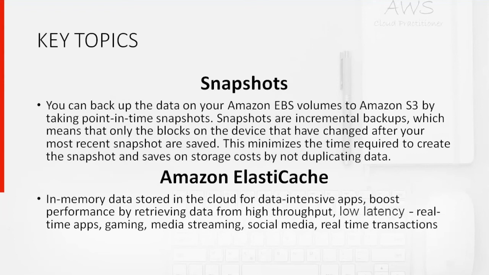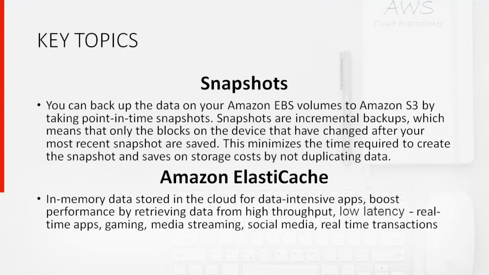Key topics. Snapshots. You can back up the data on your Amazon EBS volumes to Amazon S3 by taking point-in-time snapshots. Snapshots are incremental backups, which means that only the blocks on the device that you have changed after your most recent snapshot are saved. This minimizes the time required to create the snapshot and saves on storage costs by not duplicating data.